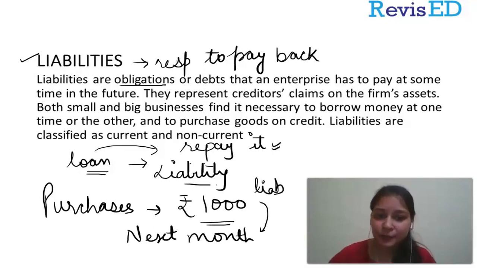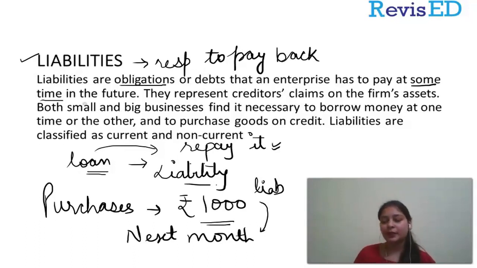Liabilities are obligations or debts that an enterprise has to pay at some time in future. See, it is written some time in future. It is not necessarily to be paid within a month, within a day, or within a year, maybe in future. So sometime in future means the time period is not fixed. We cannot say liability is something which you need to pay the next day or the next month. No, the time period is not fixed.